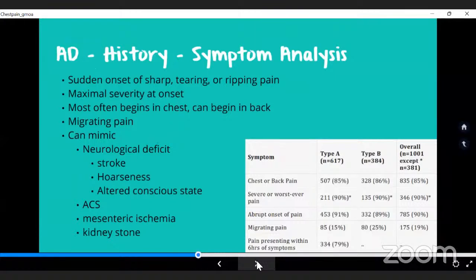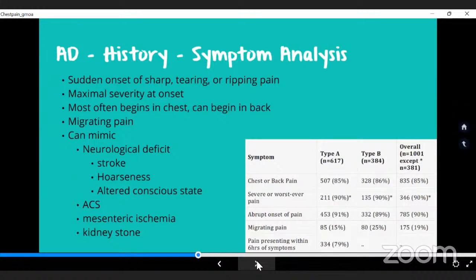Sudden onset, sharp, the worst ever pain a patient can imagine. It is sometimes described as a subarachnoid hemorrhage in the chest: ripping, tight, tearing, with maximum severity at onset. It most often begins in the chest and can begin in the back as well. It can be migratory because it dissects the aorta and then migrates. So it can be migrating pain.